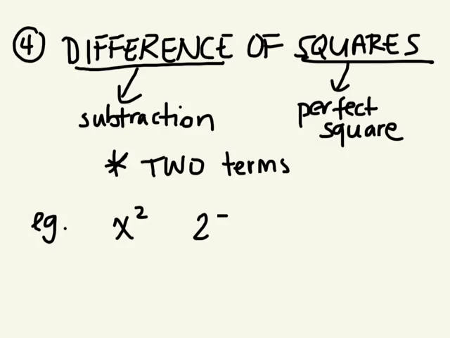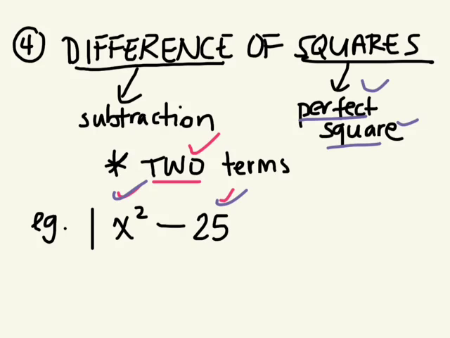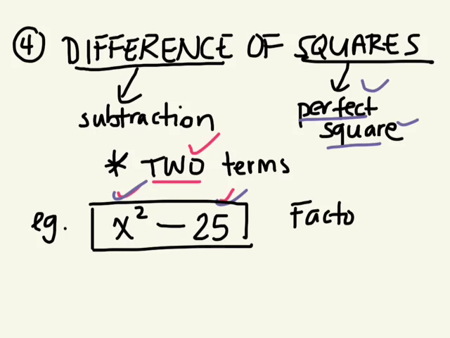25, okay. I have two terms, 1, 2. Both of them are perfect squares, right? This is a perfect square and this is a perfect square. What do they have to be separated by? Subtraction. That's a difference of squares. I'll give you a question that looks like this, x squared minus 25, and I will tell you to factor this. The way you factor it is very similar to what we did before.